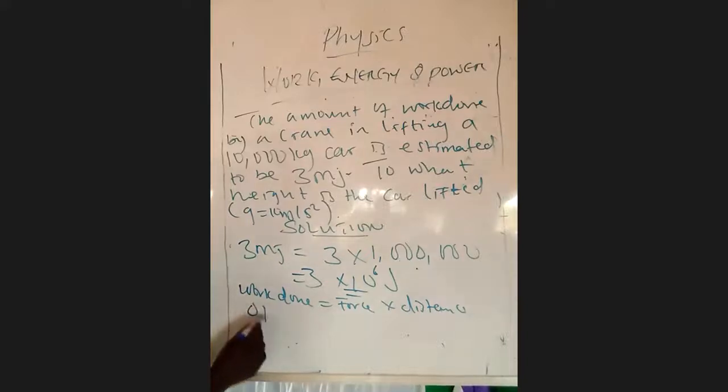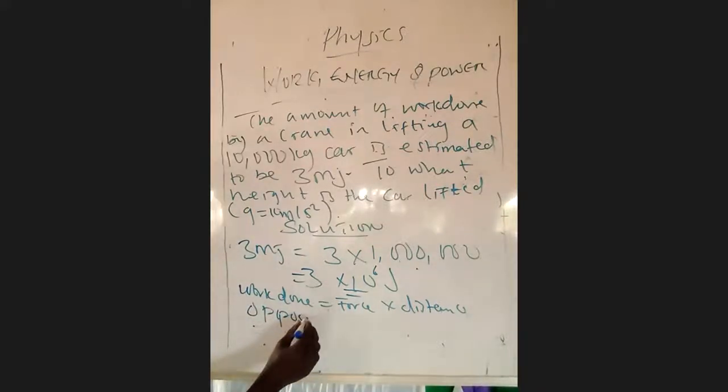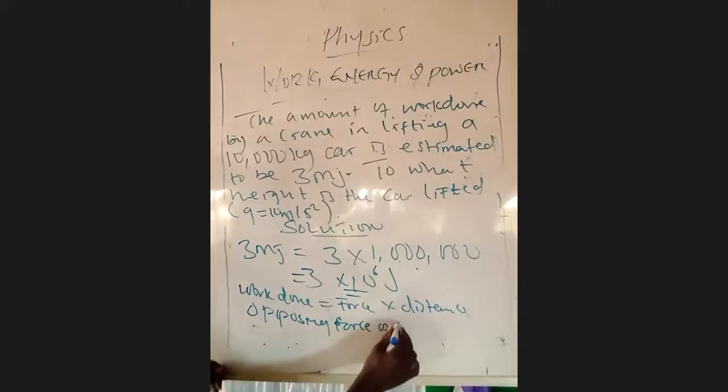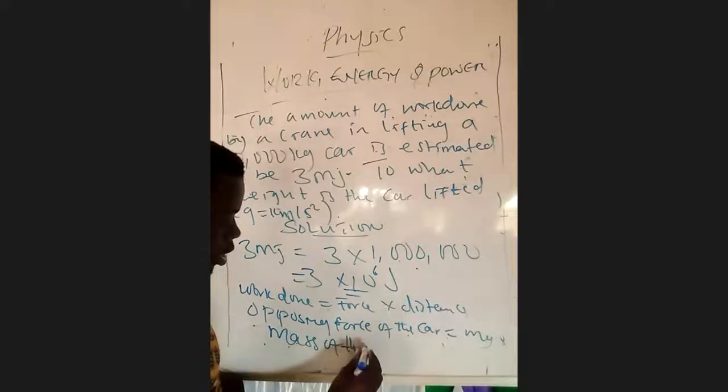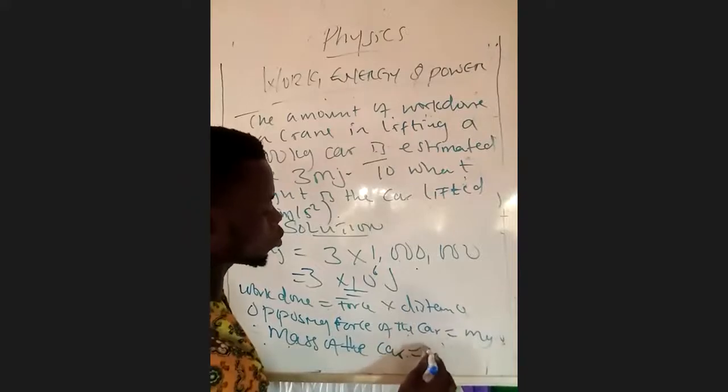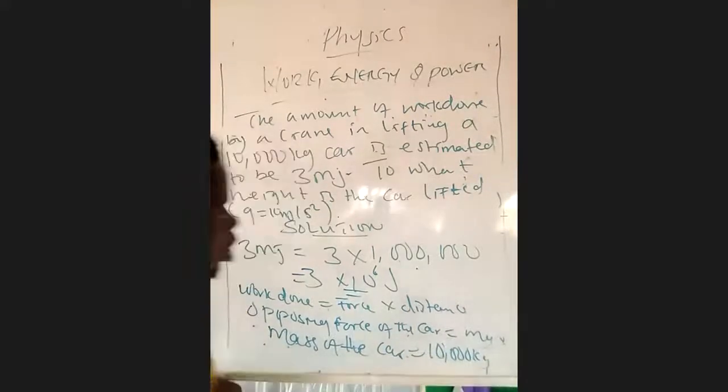Now, the opposing force of the car is equal to mg. And we know the mass of the car is 10,000 kilograms. So the weight of the car is mg, where the mass of the car is equal to 10,000 kilograms. I still have to wrap up the upper part of the question, so you can get enough space.